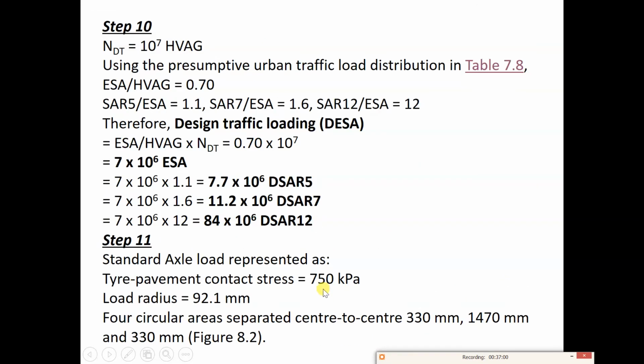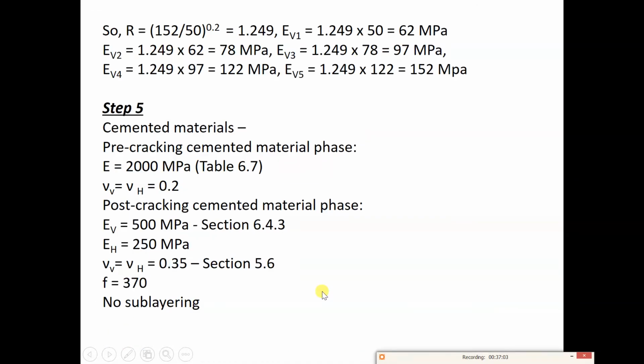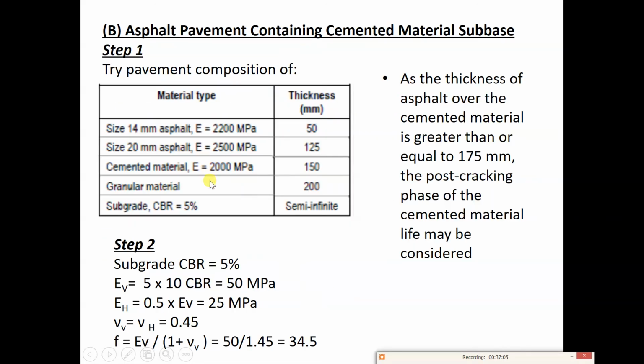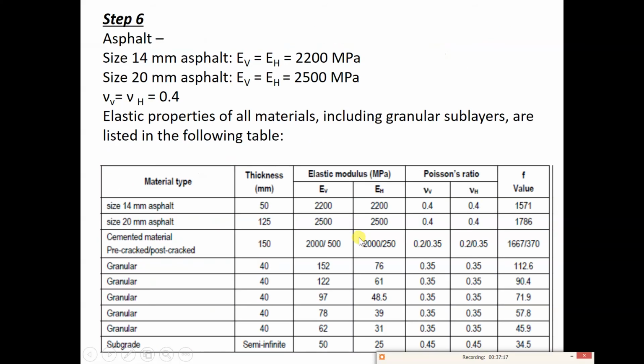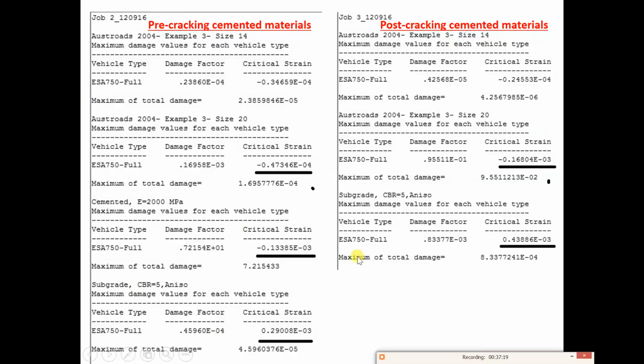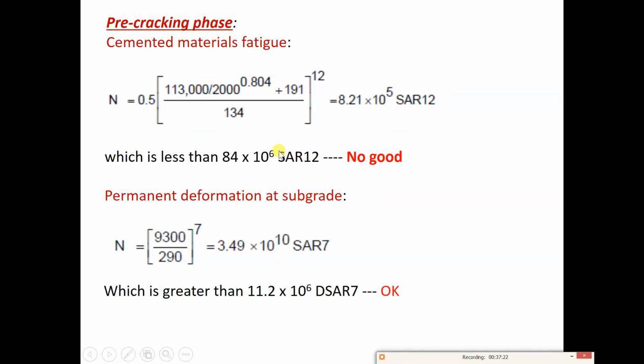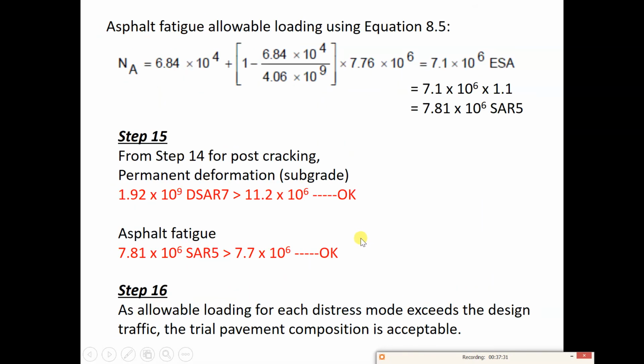So we started with this trial composition: the various types of material that we use, the strength, the Poisson ratio and the thicknesses. And then we find that it's okay. The checking of the thickness shows that all the allowable SAR is greater than the design SAR. Okay, so it's okay. So now I want to show you how to run the CIRCLY software.